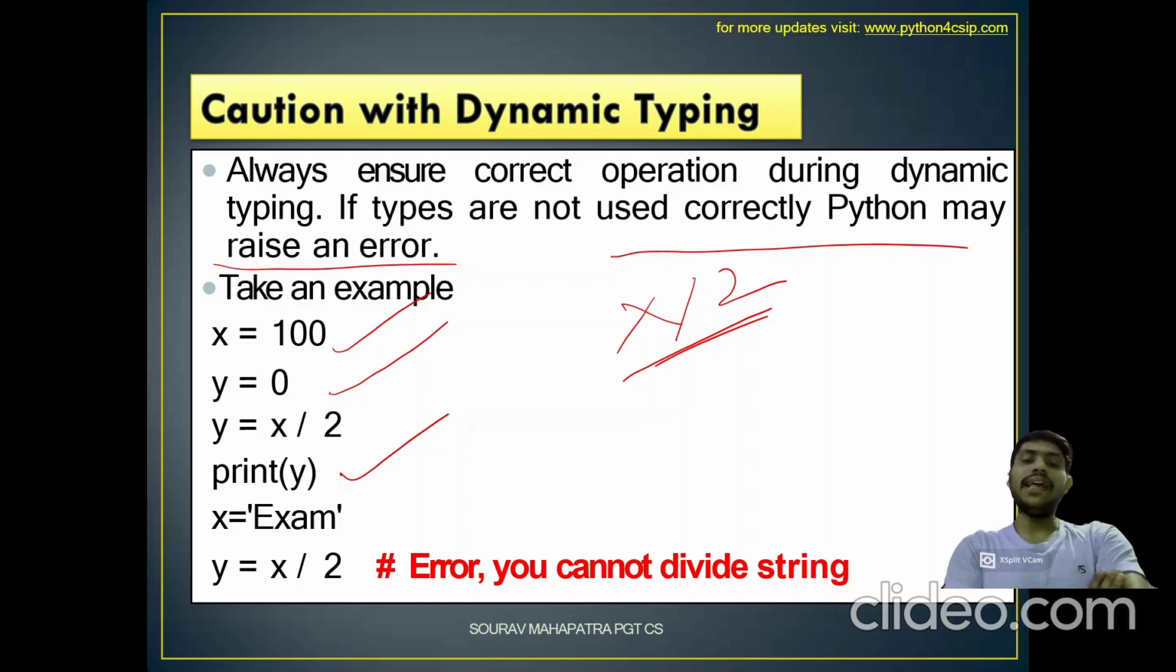Now again you have changed x equal to exam. Then you write y equal to x by 2. Then error: you cannot divide the string. Because in the first declaration the x value is 100, and later it is changed to exam. That's why in dynamic typing this type of error may come. So always ensure correct operation during dynamic typing. That means before doing the operation, you check your value, what type of value you have entered. Then you go for the operation.